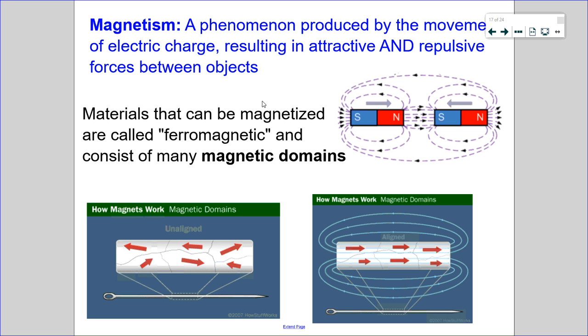Magnetism is a phenomenon produced by the movement of electric charge. So it results in attractive and repulsive forces between objects. Materials that can be magnetized are called ferromagnetic and consist of many magnetic domains. If you were to zoom in way, way close to the atomic structure of metal, you would see that there's these tiny little magnets that can be aligned. In this case, we have the magnetic domains unaligned and they're pointing in different ways. And in here, they're all aligned in the same way.